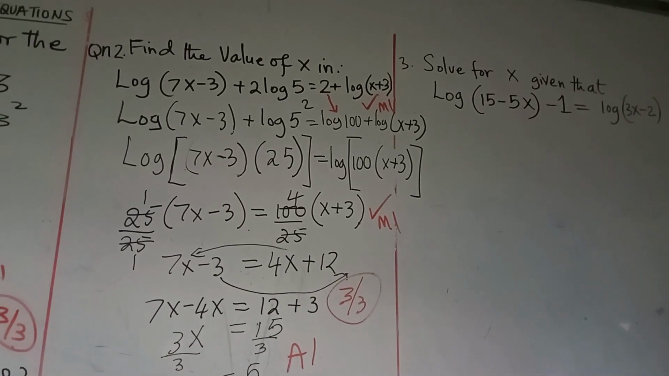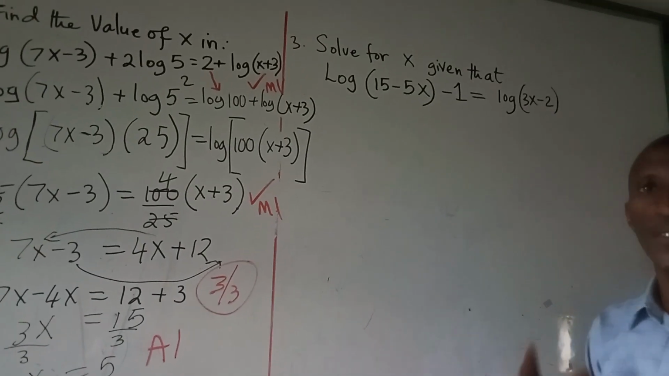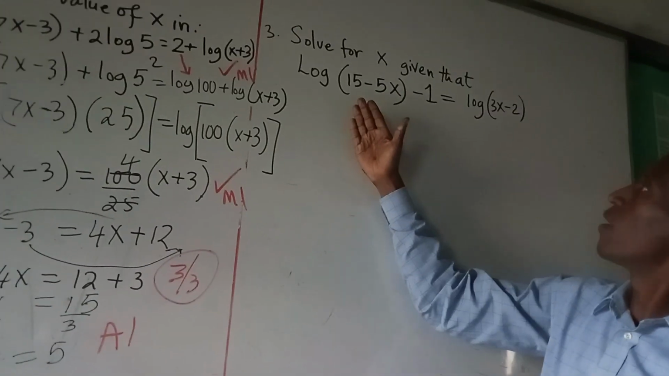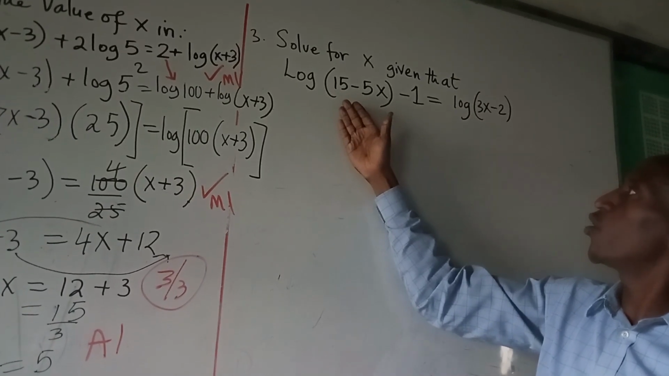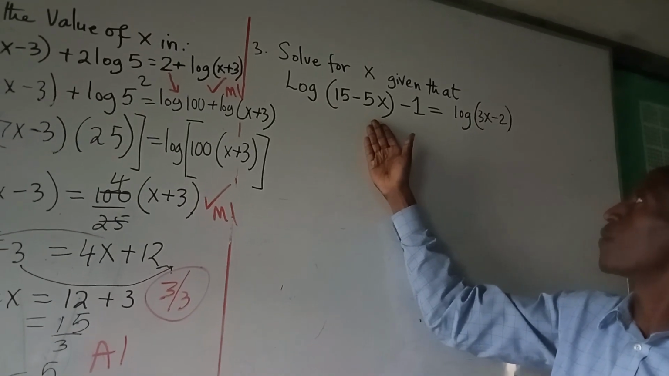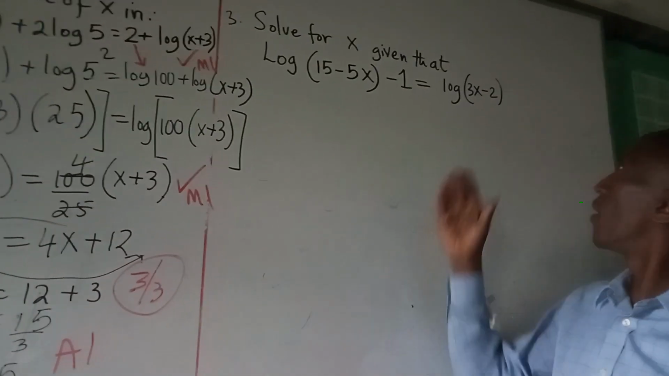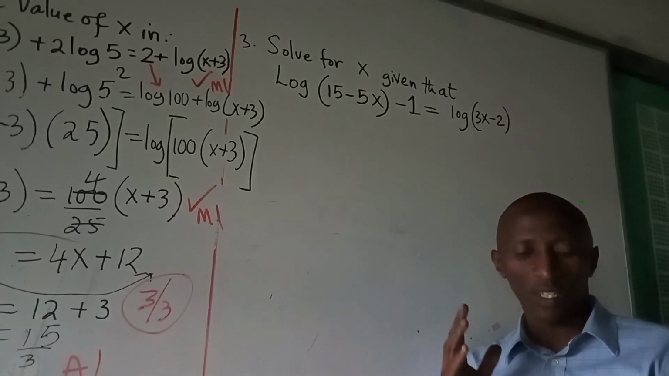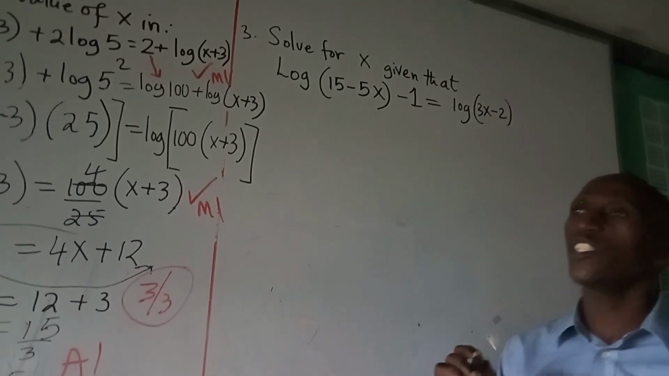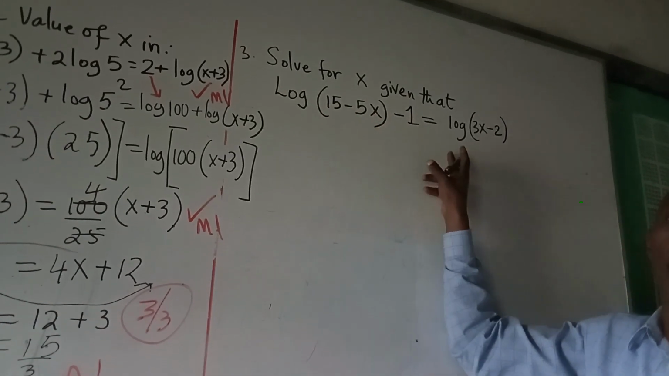Viewers, let us look at question number 3. In question number 3, we are to solve for x, given that log(15 - 5x) - 1 = log(3x - 2). So how do we go about solving this kind of question? Once more, we have the freedom to assume base 10.